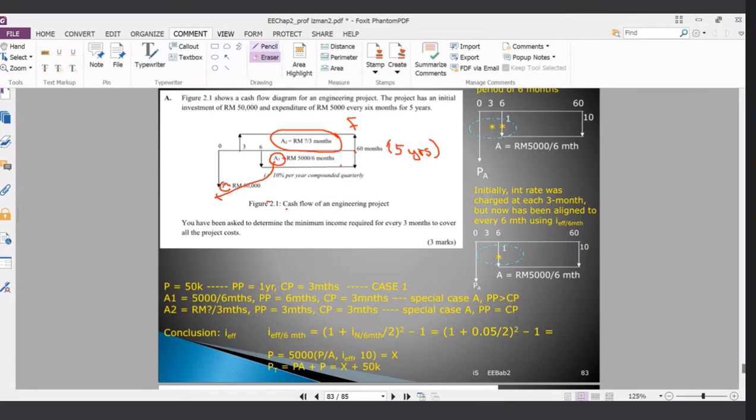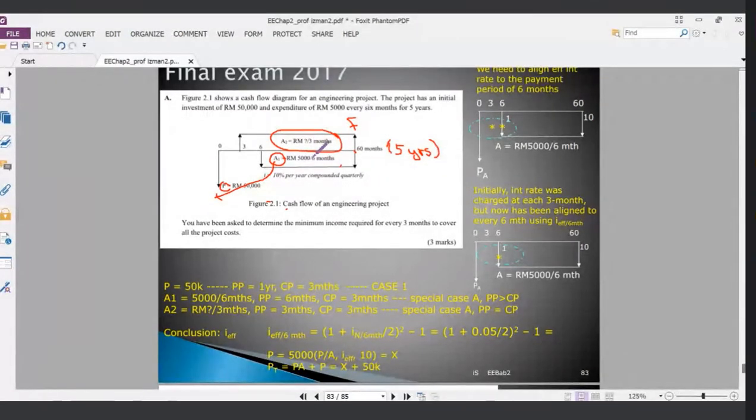For this one, the payment period is actually every 6 months, and the compounding period is every 3 months. So for this A, if you want to determine the P for A1 equals 5,000 for every 6 months, the payment period is greater than the compounding period. So you need to determine the I effective for every 6 months. Why every 6 months? Because the payment period happens in the duration of 6 months.